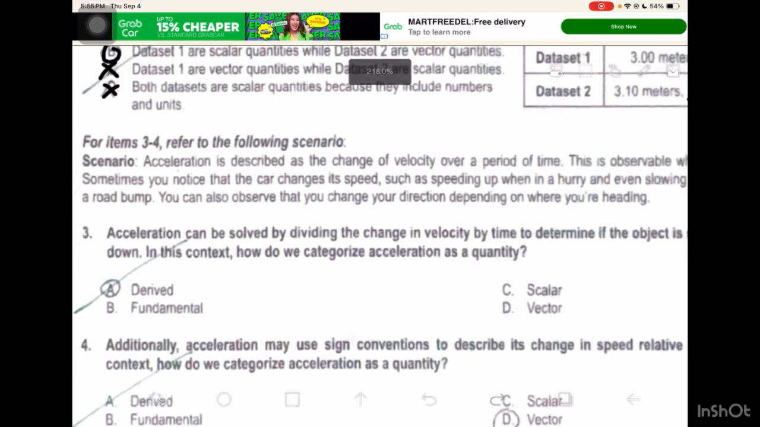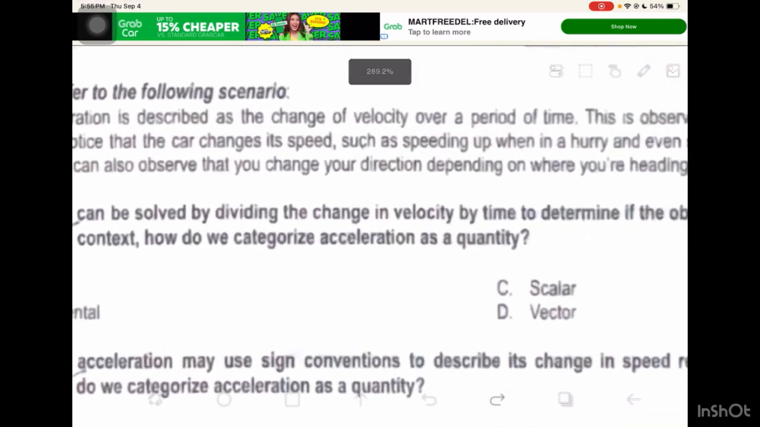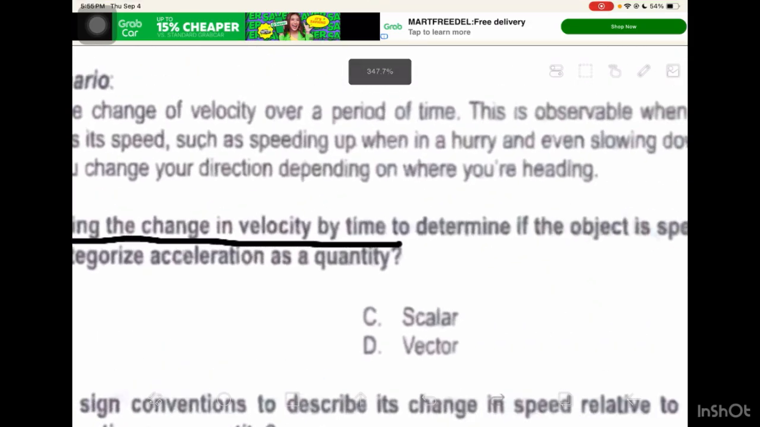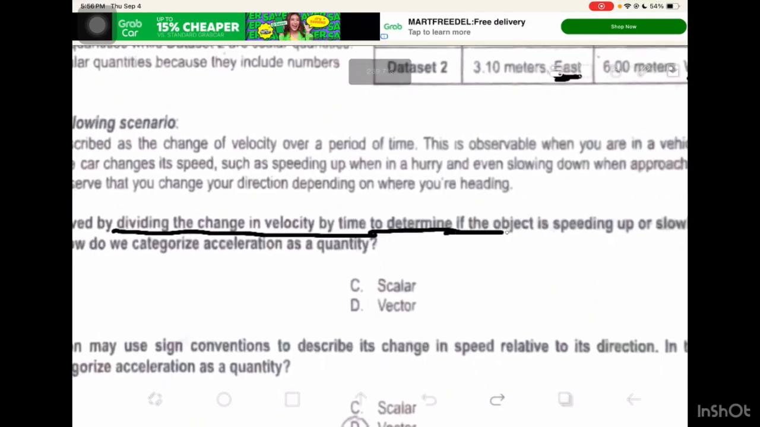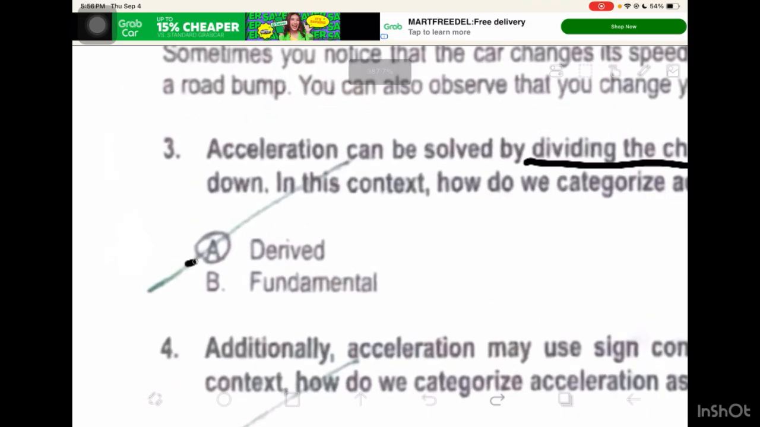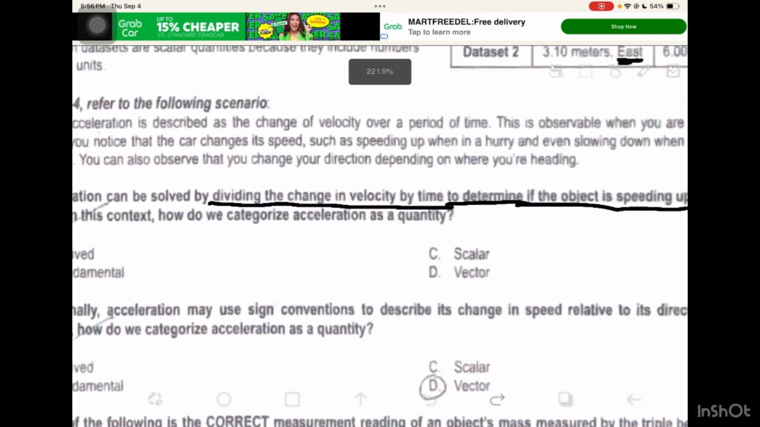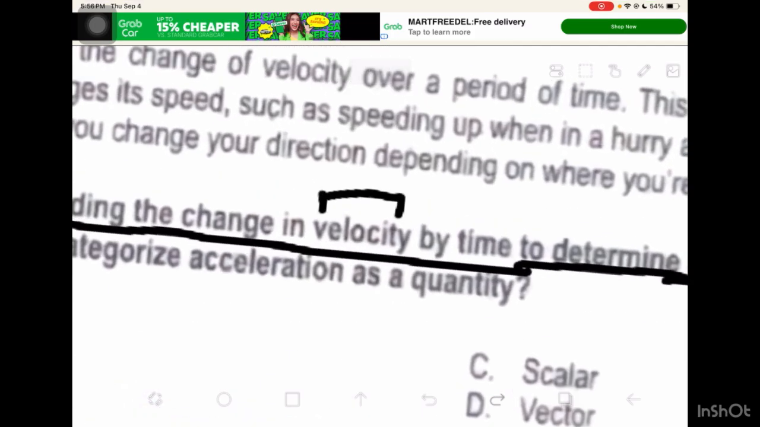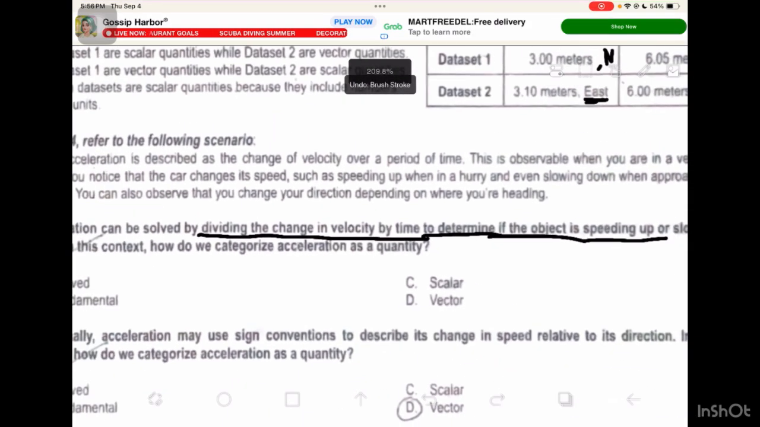In this context, we have dividing the change of velocity by the time to determine if the object is speeding up. Dividing is an operation, and therefore you need some calculations to do it. So the only correct answer is derived, because we derive it from the time and the velocity. Velocity is a vector quantity, while time is a scalar fundamental quantity.